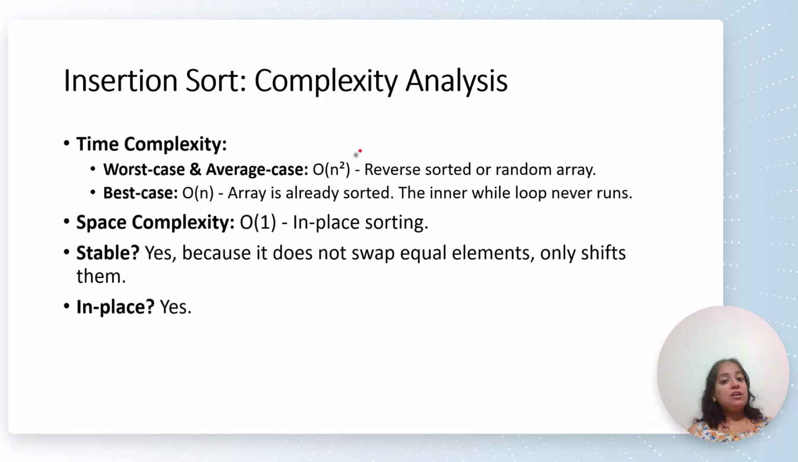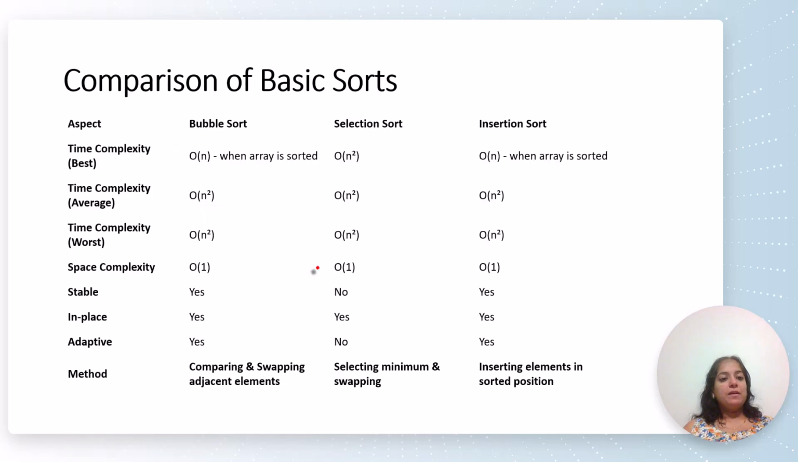So the time complexity of insertion sort, for worst case and average case, is big O of n squared, but for best case, it is big O of n. Space complexity is big O of 1 as it is an in-place sorting algorithm. It is a stable sorting algorithm because the original order of equal elements is not changed.